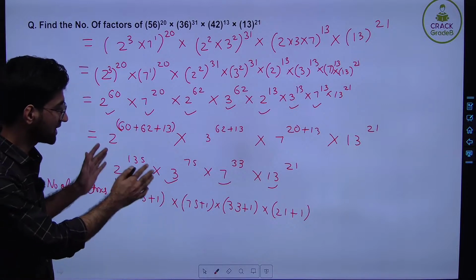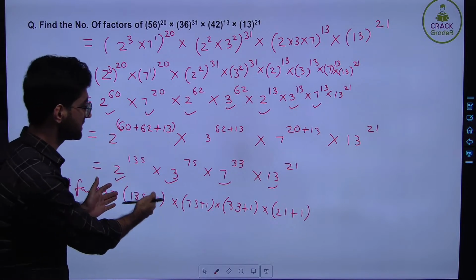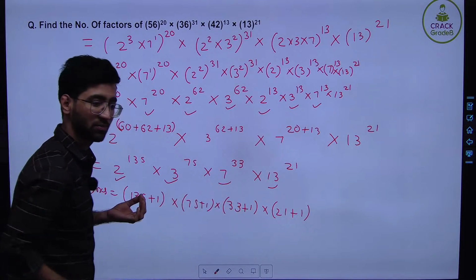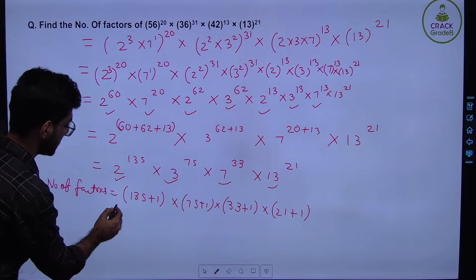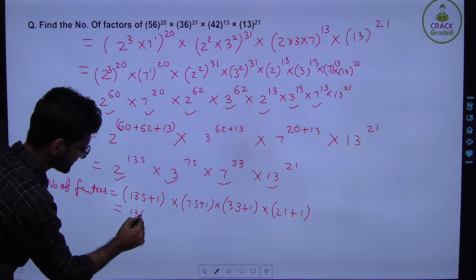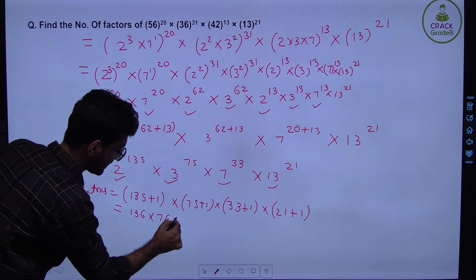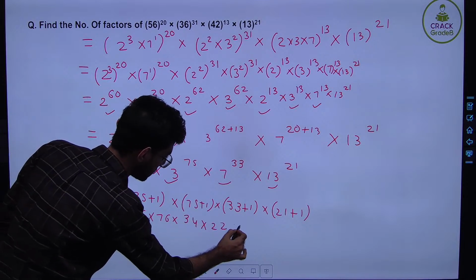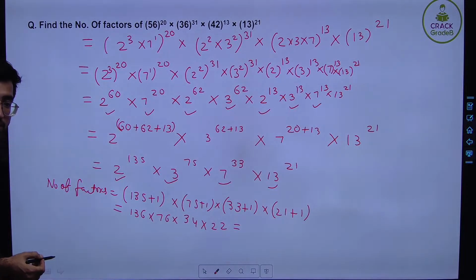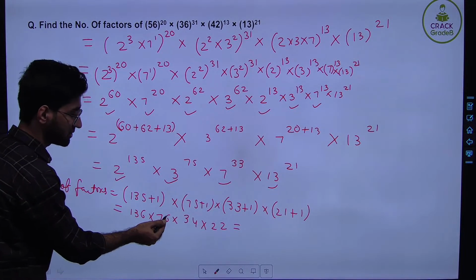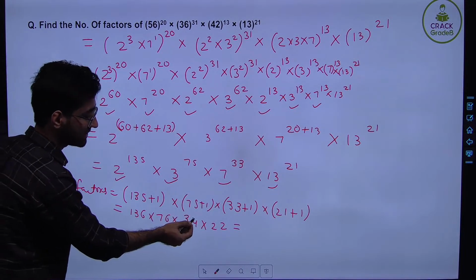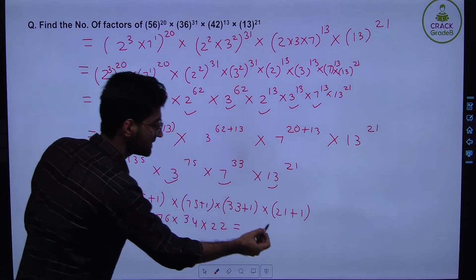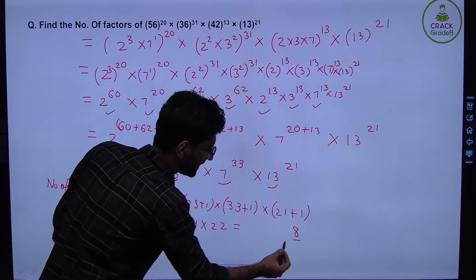See, in examination, obviously you will not get this kind of linear questions such that you will have to multiply these numbers. But see, what is this number? 136 into 76 into 34 into 22, right? 6 into 6 will be 36. 36 into 4 will be 144. Into 2 will be 288. Means at unit place 8 will come.